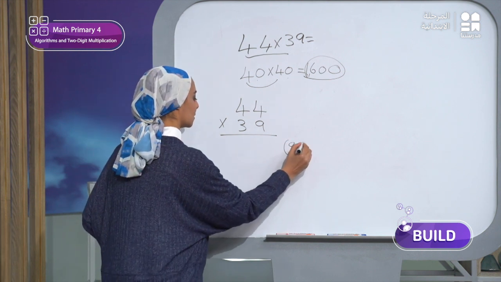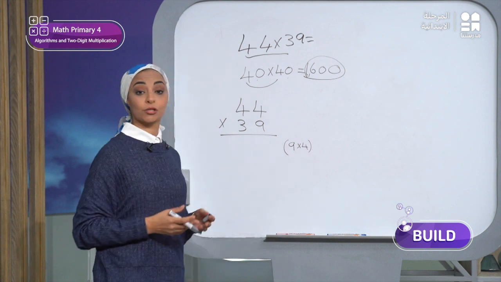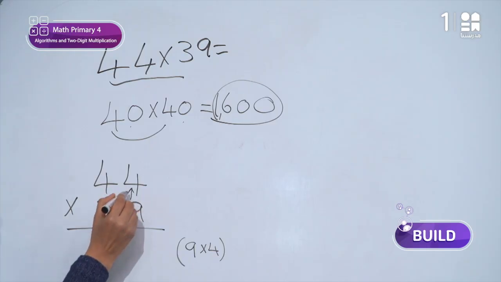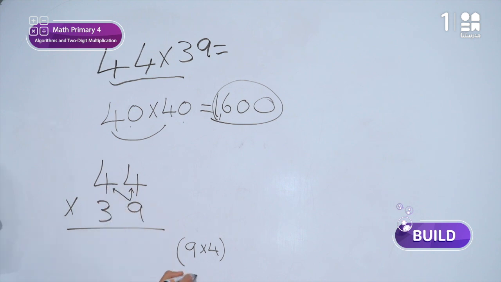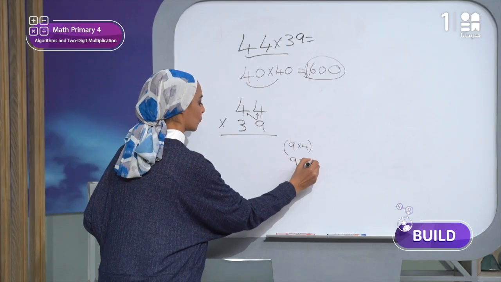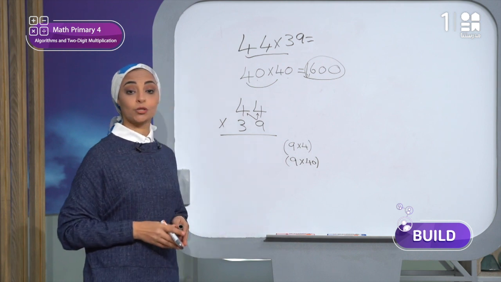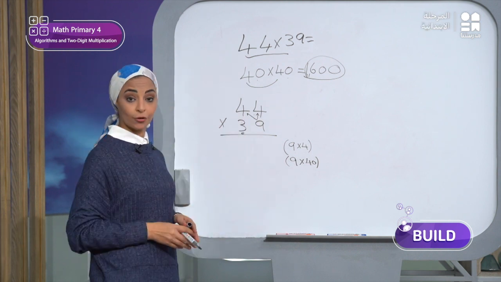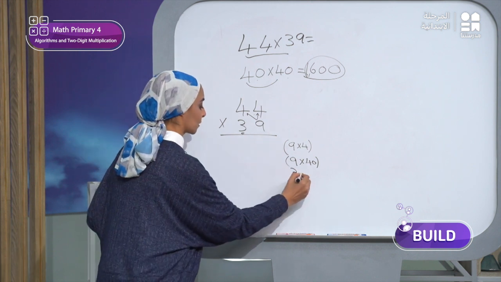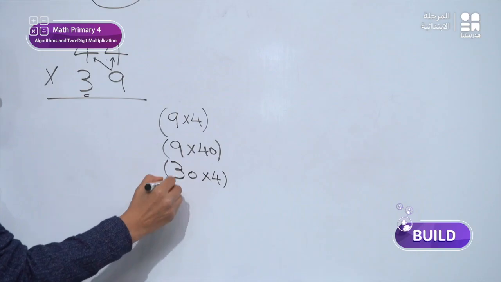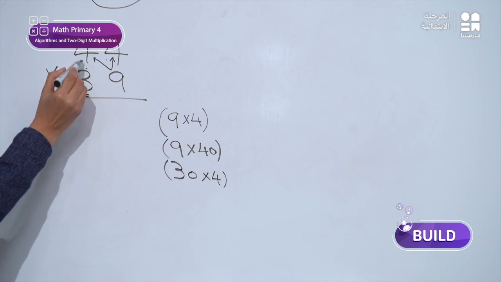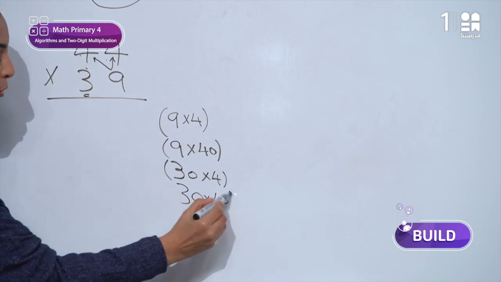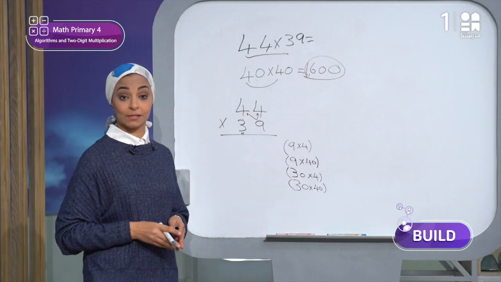So write it here, 9 times 4. And then what should I do? I'll multiply 9 by the tens. So I'll do 9 times 4, then 9 times 40. 9 times 40. Then what should I do? Of course, I will multiply 30 times 4. 30 times 4. The last step here, I'll multiply 30 times 40. 30 times 40 because both numbers are tens.